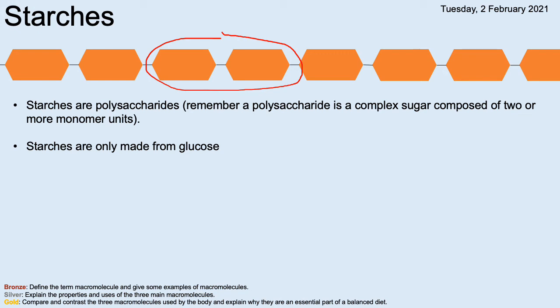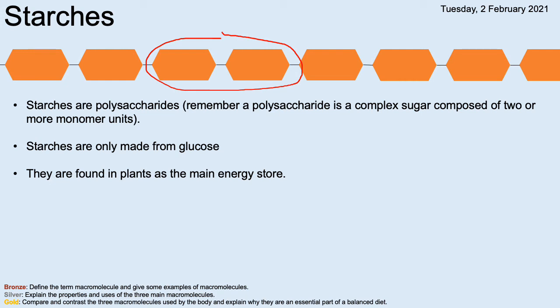Starch is only made out of glucose, and it is found in plants as the main energy store. So it is not found in humans. We do not make starch. We make a substance called glycogen. That is our storage molecule for carbohydrates and for energy. But this is the plant version of an energy storage unit. They've also got very long chains, and so they can store more.